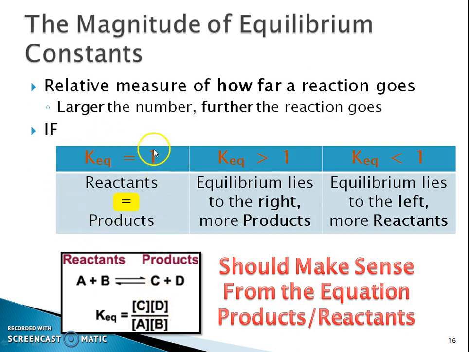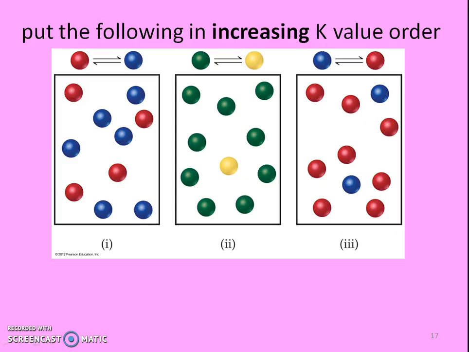So of course, if the equilibrium constant is 1, that means that the amount of reactants and products are equal to each other. That actually doesn't happen very often. So most of the time, you're either going to get a number greater than 1 or a number less than 1.